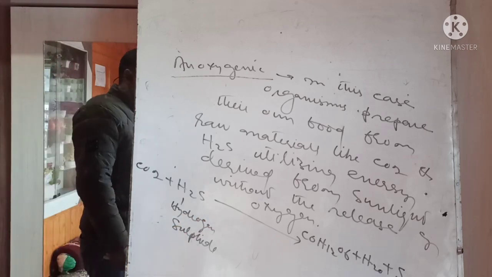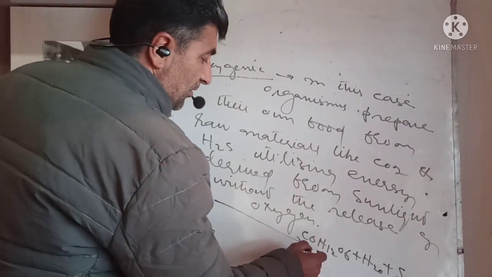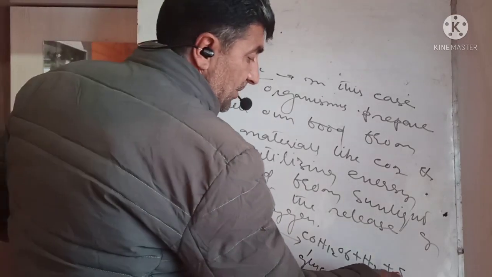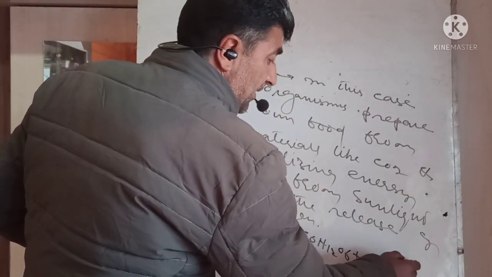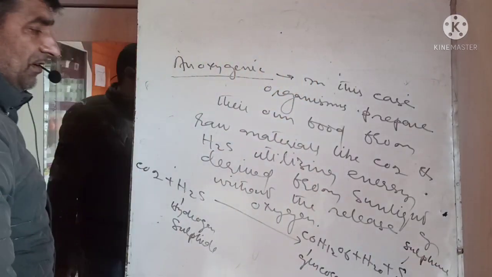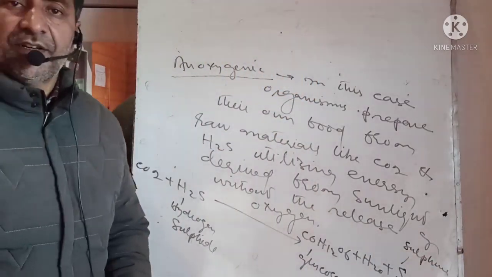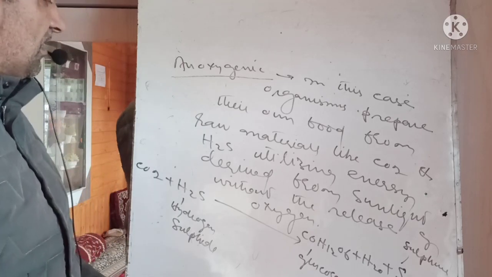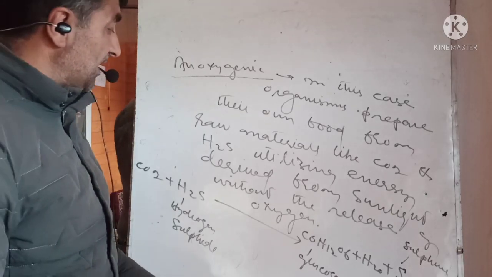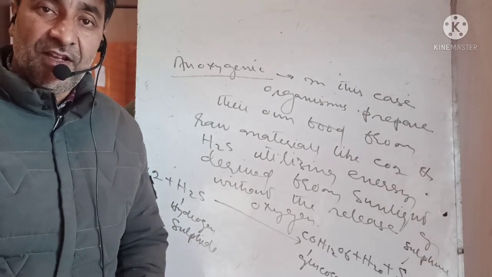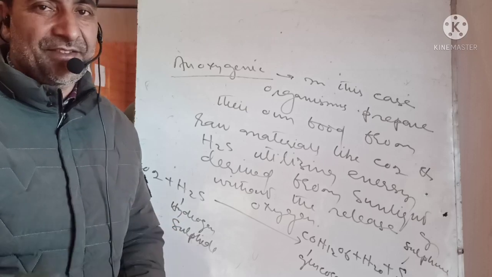Hydrogen sulfide is used here as a raw material, and glucose is formed here. Oxygen is not released, but instead of oxygen, sulfur is released. So it is a type of nutrition in which organisms prepare their own food from raw materials like carbon dioxide and hydrogen sulfide, utilizing energy derived from sunlight. But here oxygen is not released. Instead of oxygen, sulfur is released here.